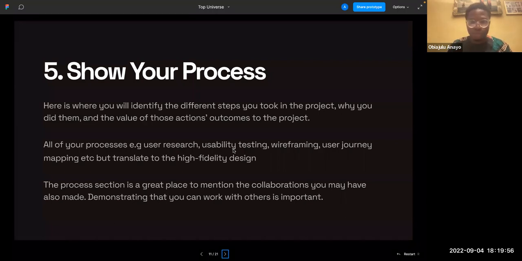So yeah, it's also important to mention the collaborations, like how many people worked on this project. Don't lie to us that you're the only person that worked on it. If you worked as a junior designer on the product, tell us. Nobody's going to bite you. Everybody starts from somewhere, and there's nothing bad about it.